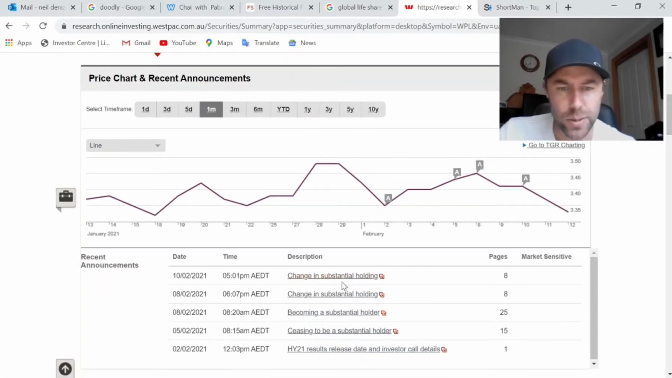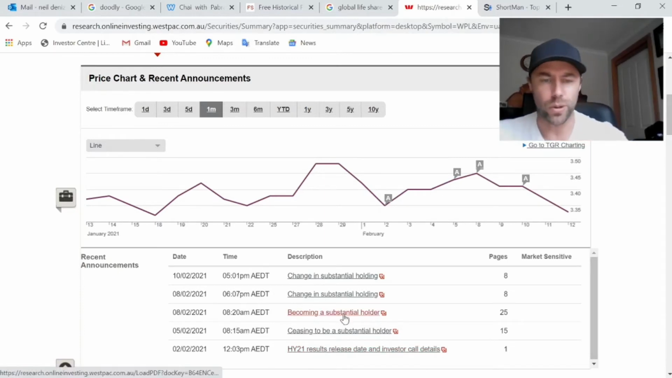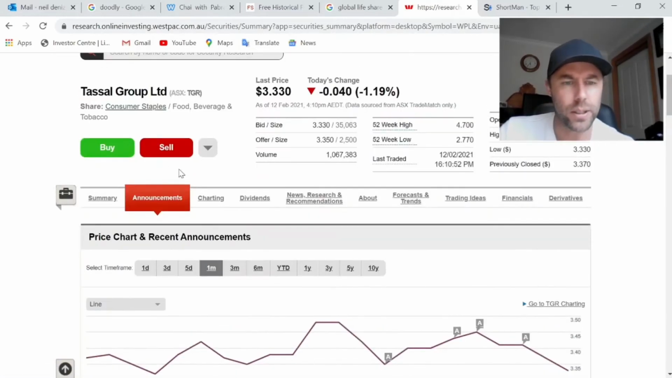So they've got a change in substantial holdings, a couple there, becoming a substantial holder. So if you open up that tab, it'll give you more information on that.